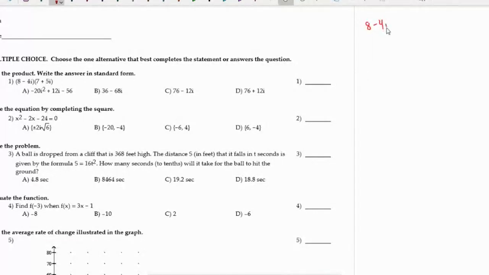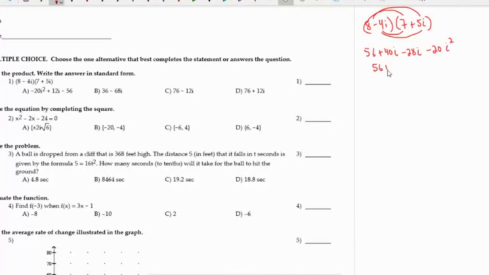So we have 8 minus 4i multiplied by 7 plus 5i. So just very similar to what we would have done if we were distributing. So we're going to have 8 times 7, which gives us 56. 8 times 5, which gives us 40, plus the i. Negative 4 times 7 is negative 28, and of course the i is there. Negative 4 times 5 gives us a negative 20, and then we have i squared.